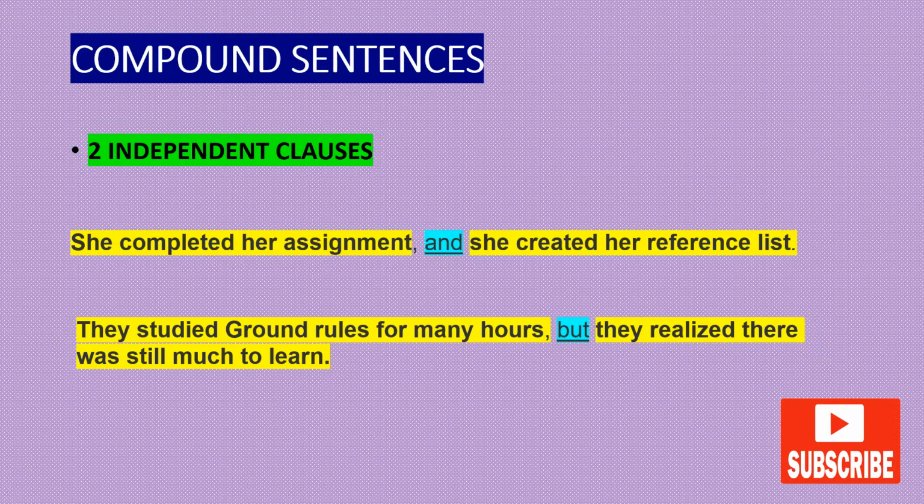Now here, the one which is in yellow is an independent clause and is followed by a comma or a semicolon with a coordinating conjunction, which is in blue, which is and or but.